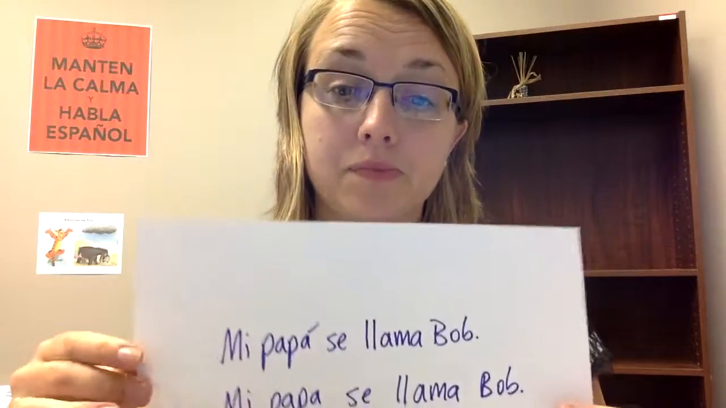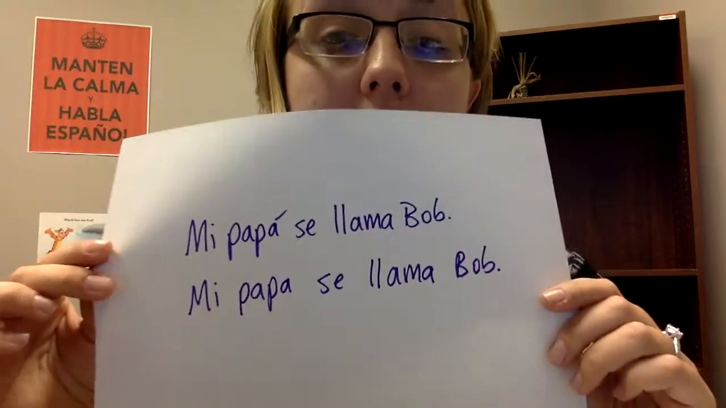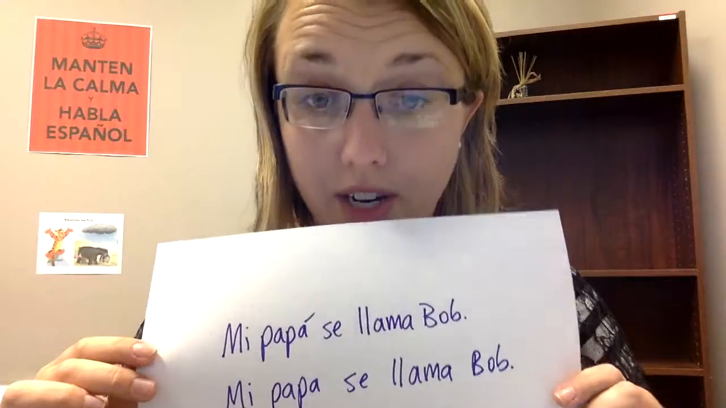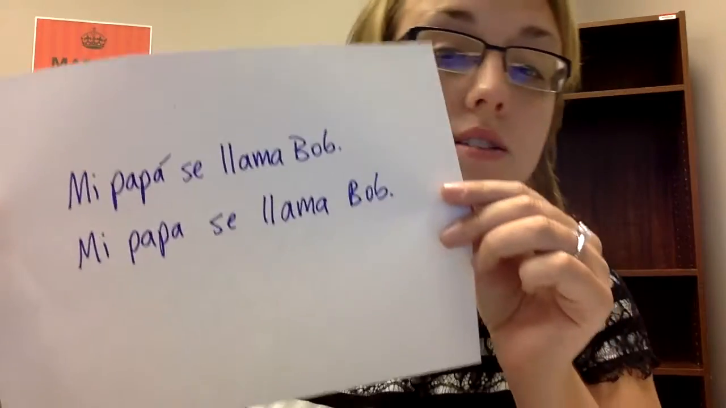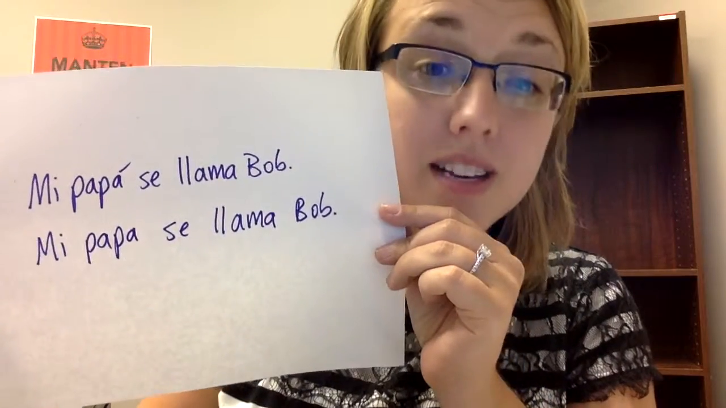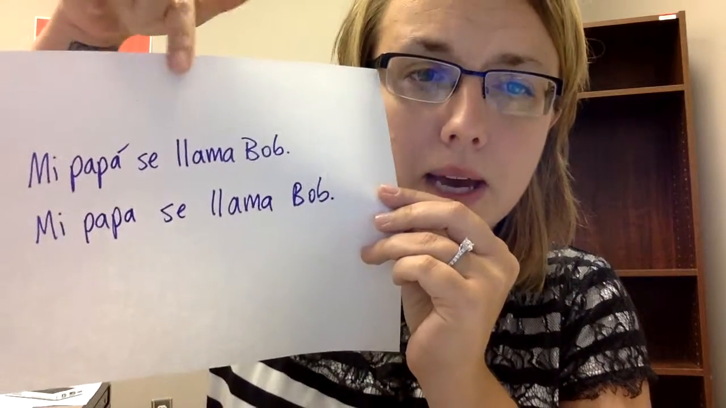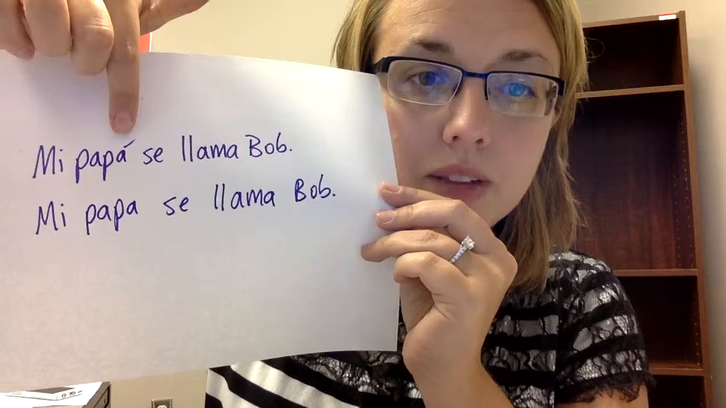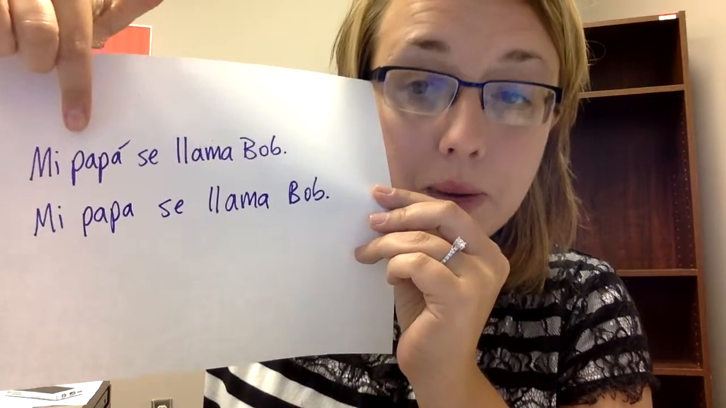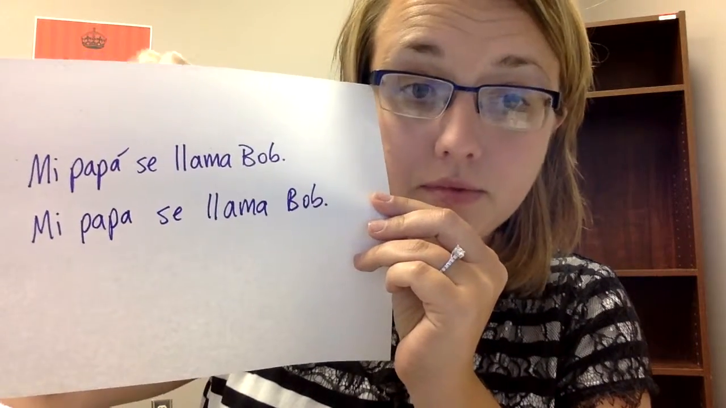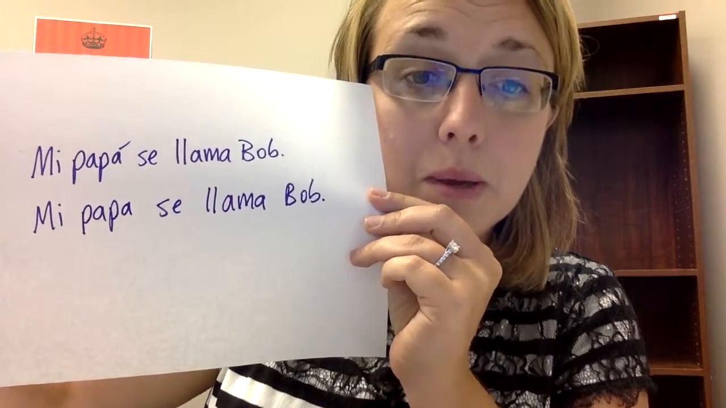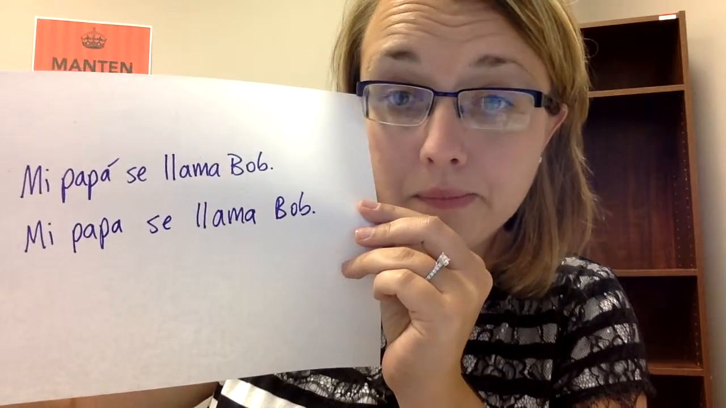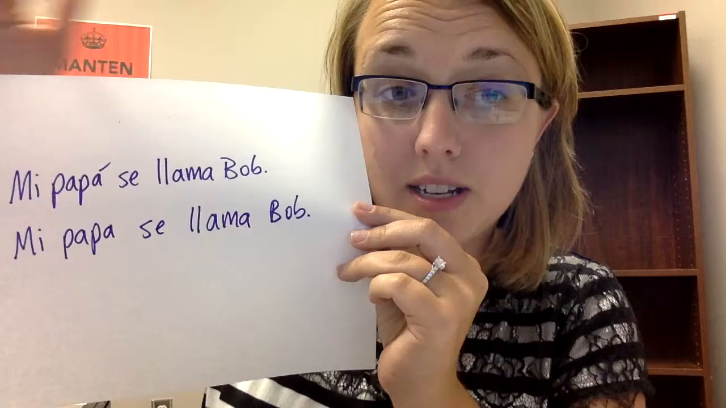Okay. Now, here's an example, one of many examples why it's important not to forget your accent marks. These two sentences are exactly the same, except for one little mark over this A. Let me see if I can figure out where my camera is, how it's going. Over this A here. The first sentence says, "mi papá se llama Bob." The second sentence says, "mi papa se llama Bob." Same sentence except for the accented A there.